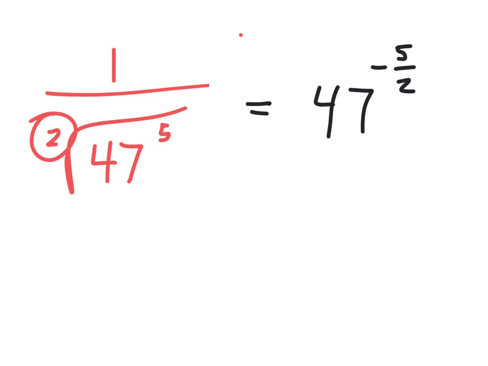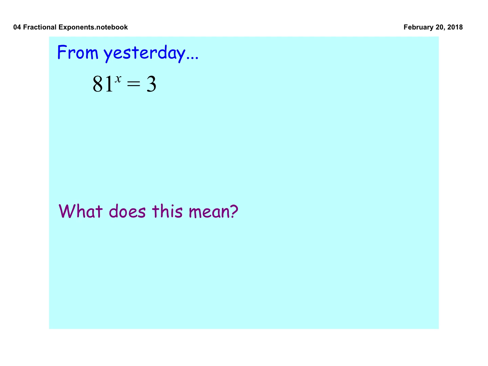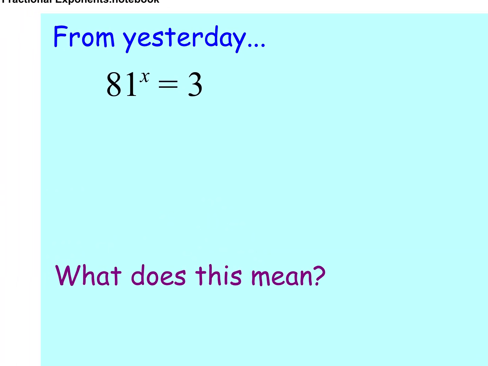Well, let's go ahead and jump into the notes. We'll go through them really quick. Just a review of yesterday. You want to make the bases the same. Is 3 the same as 81? No. Could you make the 3 be the base for the 81? Yeah, 3 to the what? 3 to the 4th. And why is this wrong right here?